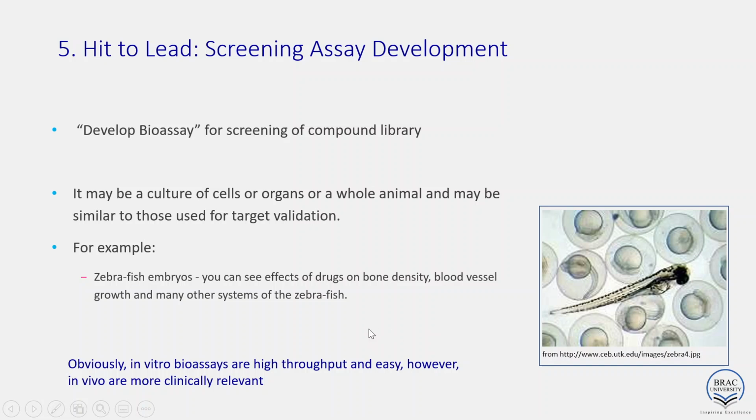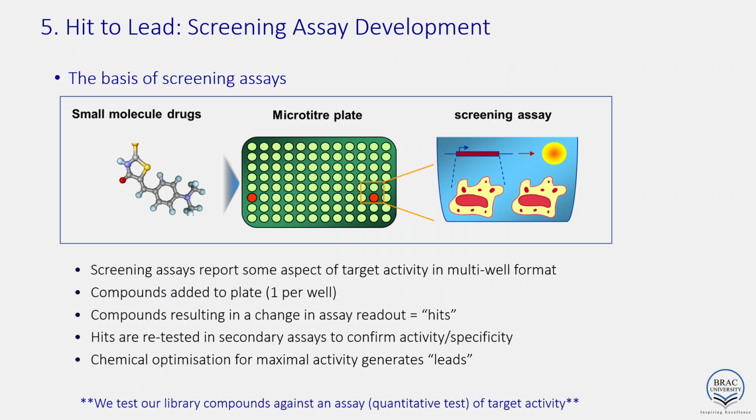So after testing the bioassays in vitro, the next step is to test them in in vivo models, mouse models. Going to the next slide. So here is the basis of a screening assay. A screening assay reports some aspect of target activity. It could be binding or any functional change in a multi-well format.